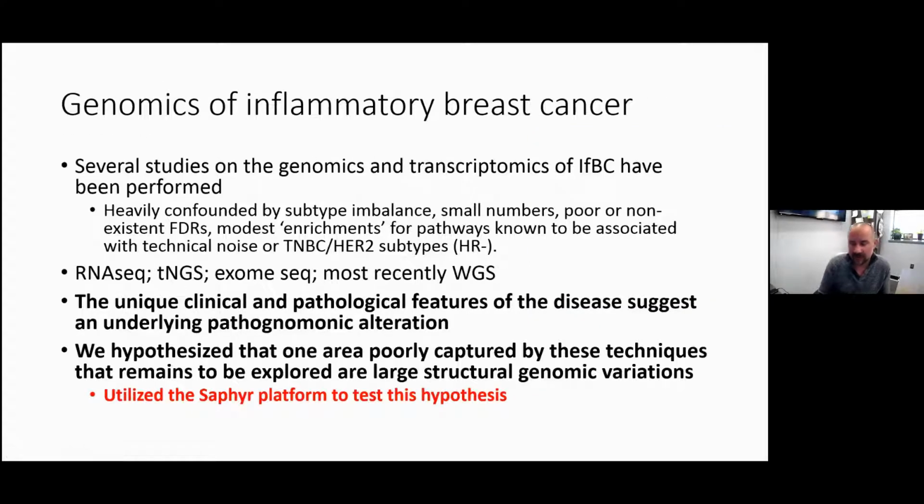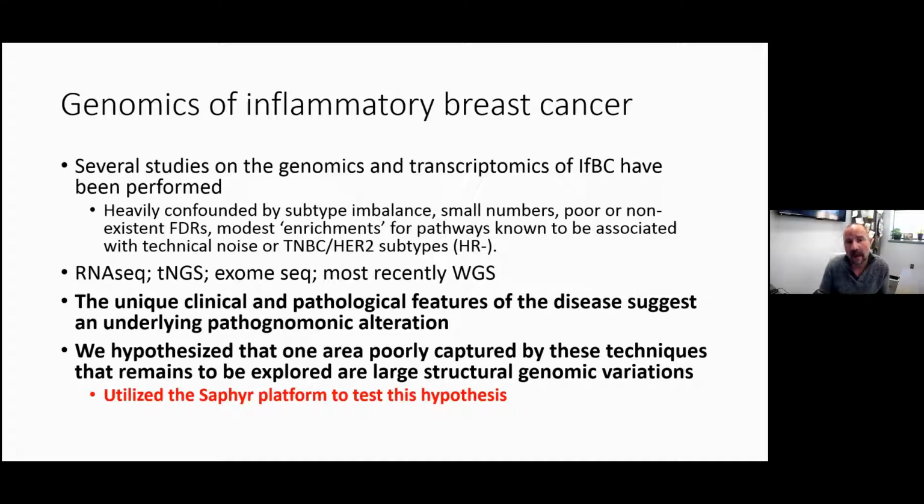So for a long time, researchers have been interested in the genomics of inflammatory breast cancer. There have been several studies on the genomics and transcriptomics that have been performed and reported in the literature. However, many of these studies, due to the rare nature of inflammatory breast cancer, have been heavily confounded by subtype imbalance, small numbers of patients, poor or non-existent false discovery rates for identifying features, and some modest enrichments for pathways which are already known to be associated with technical noise or triple negative breast cancer, HER2 positive subtypes.